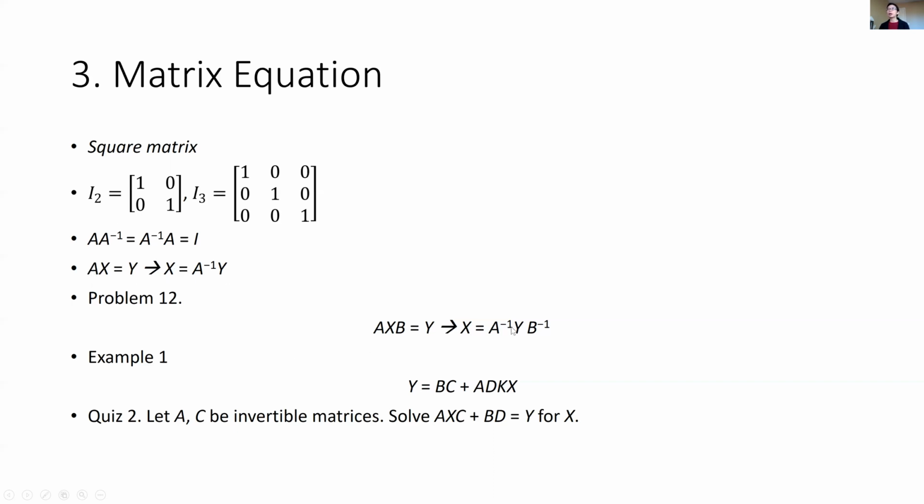And then in problem 12, I was asking you to solve this equation for X. So you just left multiply this equation by A inverse, and then right multiply this equation by B inverse, then you get the X matrix, right? So you can solve this for X. And then a further example is this. You want to solve this whole equation again for X, right? Okay, so then you can move this BC to the left-hand side, and then you multiply by the inverses one by one. So you can take a look at the solution and the whole process of how we do that in example 1. And there is a quiz question coming after. So this is the matrix equation section.